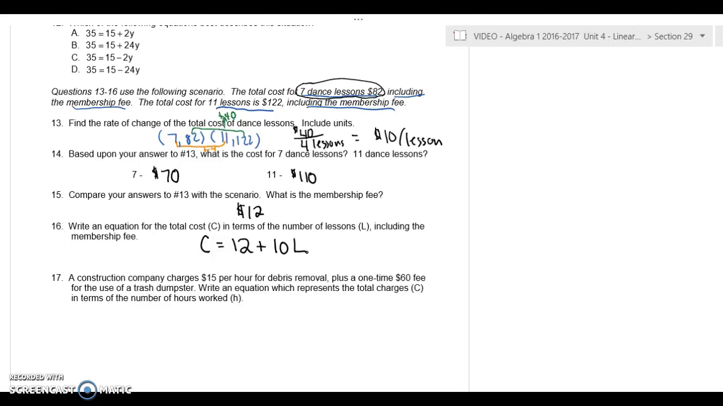And again, we can pick any point and see if that works, and they do. We could put 7 in here. 7 times 10 is 70. Add 12, we get 82. We could do 11. 11 times 10 is 110. Add 12, you get 122. So it does work out. The equation holds true.